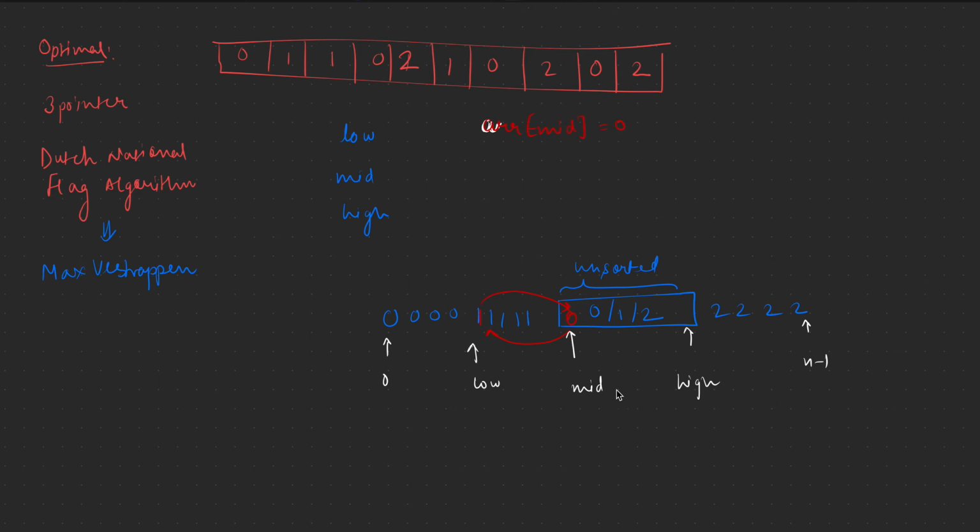Now after swapping, what will we do? This 0 will come here and this 1 will come here. We can increase the low pointer, because this will be technically 0 and this will be technically 1. So we will increase the low pointer and we will increase the mid pointer, and we will be again at the starting position how we started the array, but our unsorted portion reduced by 1. Now this is our unsorted portion.